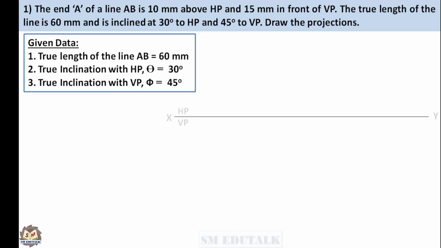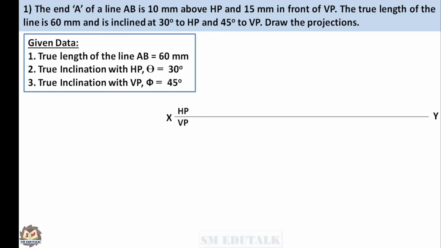First, draw a reference line XY. You cannot draw a line without knowing its length. In addition to length, both the endpoints positions are required, or one endpoint position and line inclination are required to draw a line. In this problem, line AB's true length, endpoint A's position and its true inclination are given. Using this data, you can draw a line. The endpoint A's position is given as 10 mm above HP and 15 mm in front of VP.